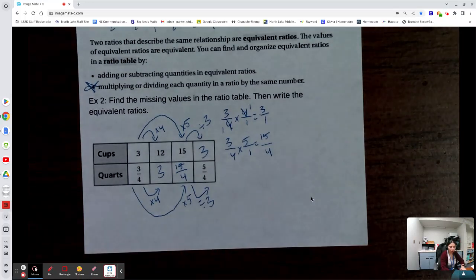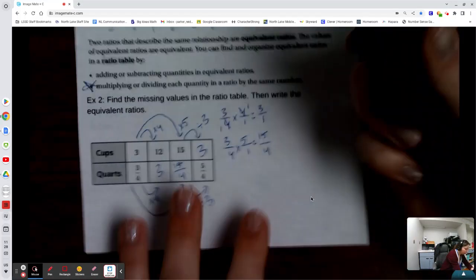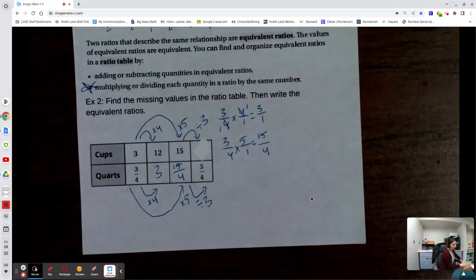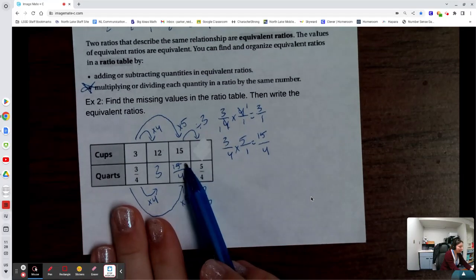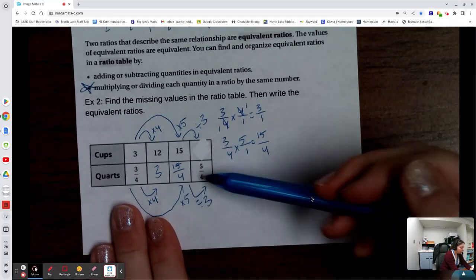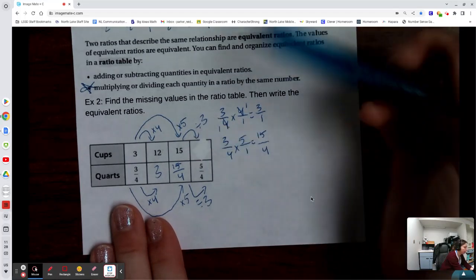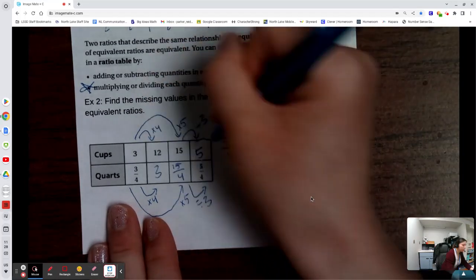Sorry, 15 divided by 3 is not 3, it is 5. Oh my goodness. My brain just skipped that. Okay. Sorry. 15 divided by 3 makes 5. So 15/4 divided by 3 makes 5/4. Do the same to the top. 15 divided by 3, you get 5. I'm so sorry. My bad.